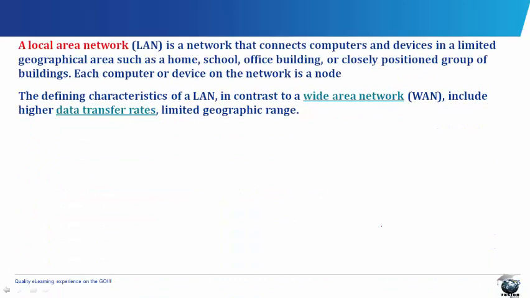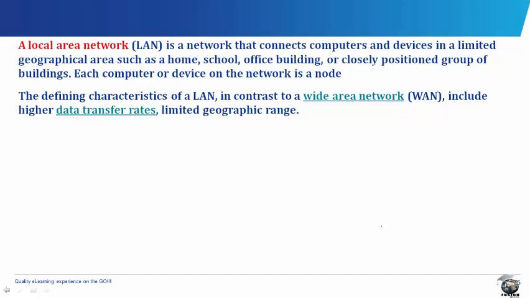We also have a local area network. A local area network, also known as LAN, is a network that connects computers and devices in a limited geographical area. Remember, the first one is a personal area network, and that is about 10 meters. Now, a local area network, even though it's small, is wider than a PAN. That is, it can be a geographical area as small as a home, a school, an office building, or a closely positioned group of buildings. Each computer or device on the network is called a node.